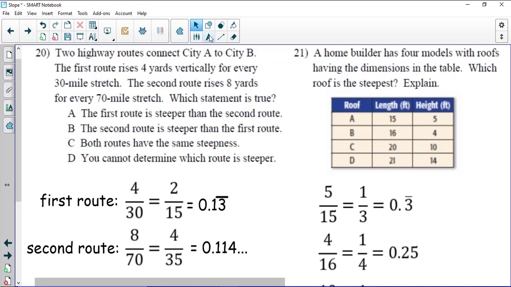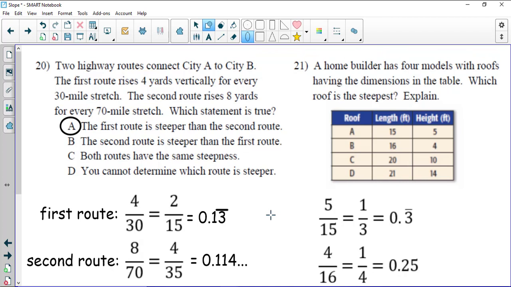So that first route is going to be slightly steeper than the second route, so that would be choice A. They do have fairly similar steepnesses, so C is pretty close here, but they're not exactly the same. City A to City B, that first route, is going to be just slightly steeper.